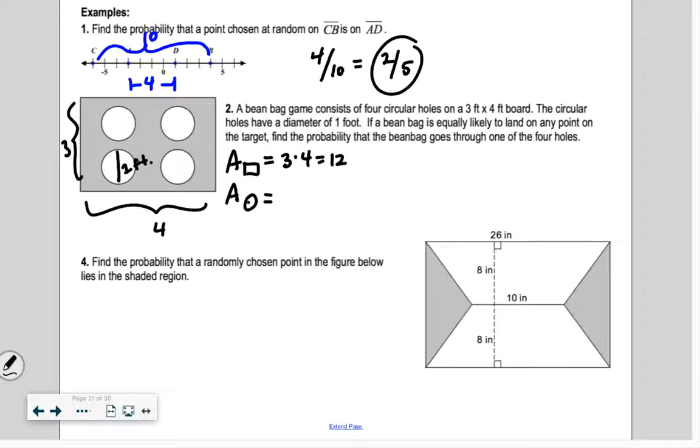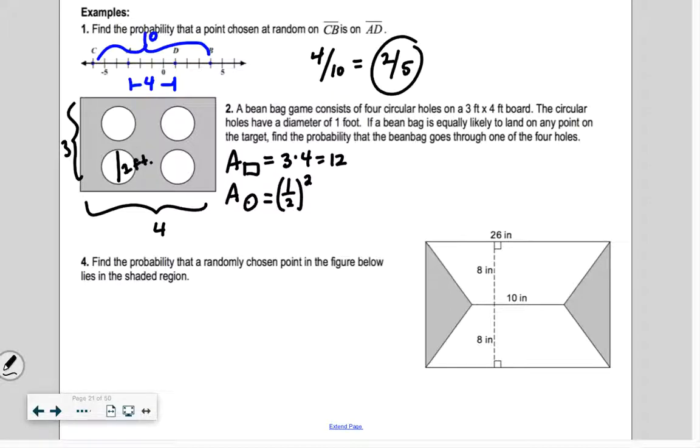Like pi times, like you're thinking 6 inches? Is that what you're thinking? Let's do it in feet. Yeah, you could convert everything to inches, but then you'd have to change the 3 and the 4 to inches too. Okay, so let's do 1/2.